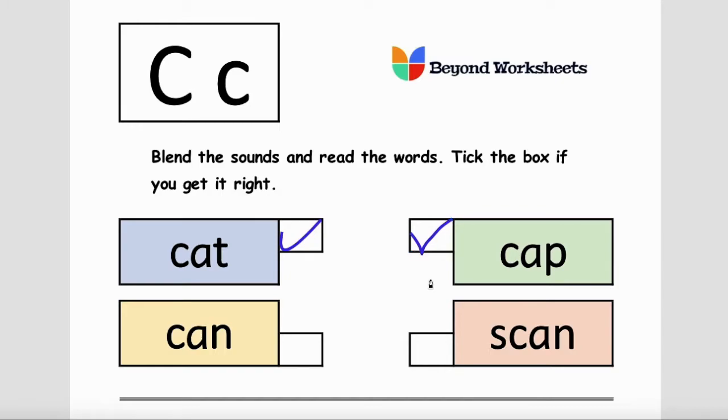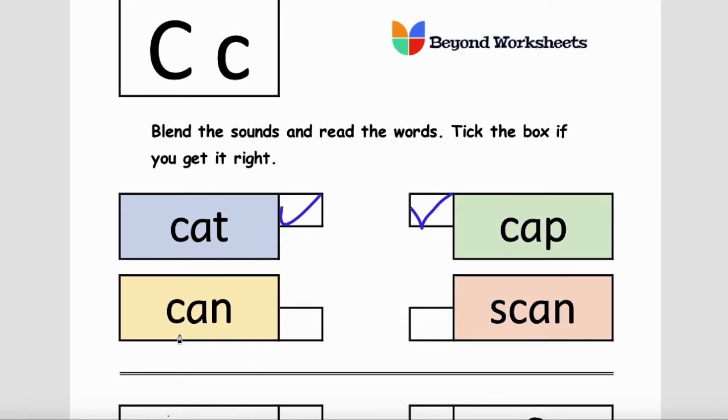Excellent. Next word. K-an, k-an, can, can. Excellent. Put a tick in the box if you got it right. Next word, we've got four sounds. Let's put the sounds together. S-k-an, s-k-an, s-k-an, scan. Fantastic. Put a tick if you got it right.